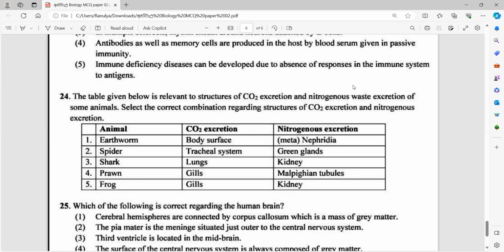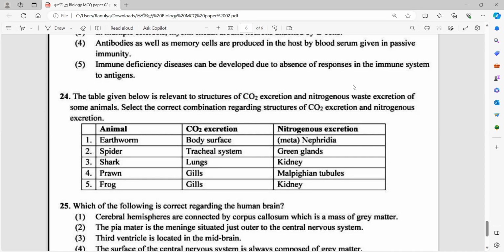First one, carbon dioxide excretion, the animal is earthworm, right? They do gaseous exchange through the body surface by diffusion. So the first one is correct. And nitrogenous excretion by metanephridia. Right, flame cells are protonephridia, which are in flatworms.